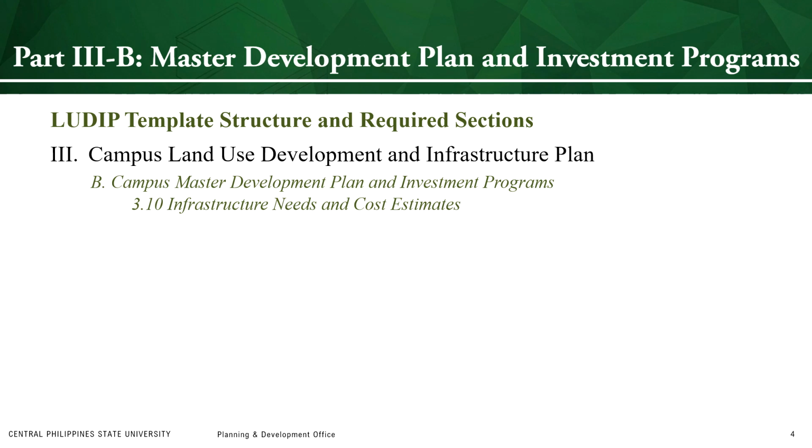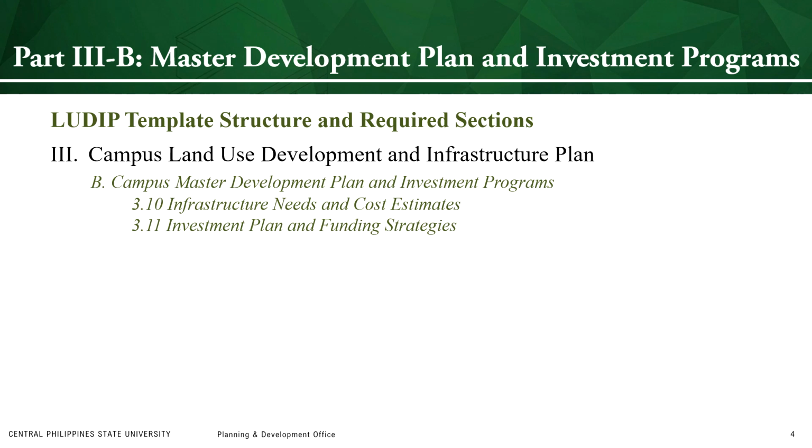This section directly responds to RA 11396 requirement for a detailed infrastructure needs assessment. Section 3.11, Investment Plan and Funding Strategies. Outline how you're going to pay for all of this. Include a phasing strategy.